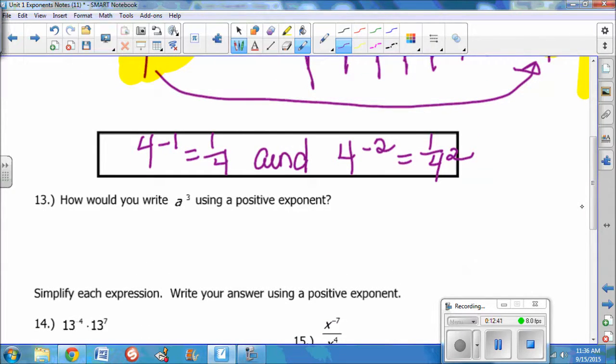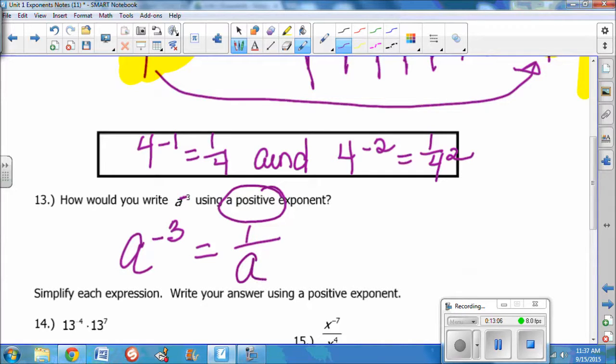So how would you write a to the negative 3, you see that on your paper, there's a little negative there, it didn't come through in the Smart Notebook, using a positive exponent. So a to the -3 is equal to, look what we did over here, and look what we did here. What was on top in each one? 1. What's my base? And it was a positive exponent on the bottom. Holy cow! Seems like magic. Let's talk.